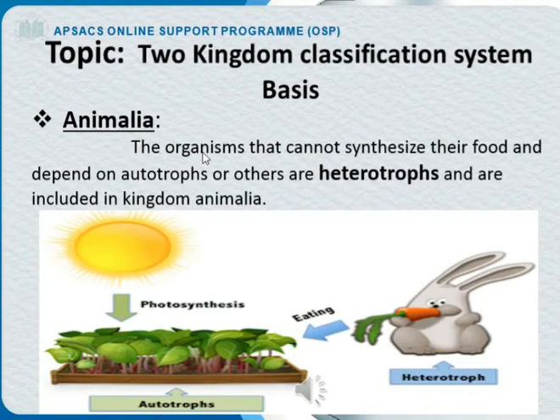Animalia were heterotrophs. All the organisms that could not synthesize their food and depend on other autotrophs and other organisms are called heterotrophs, and they were included in kingdom Animalia. As you can see in the pictures, plants by doing photosynthesis are making the food, and that food is being eaten by heterotrophic organisms. And all the heterotrophic organisms were included in kingdom Animalia, and all the autotrophic organisms were included in kingdom Plantae.